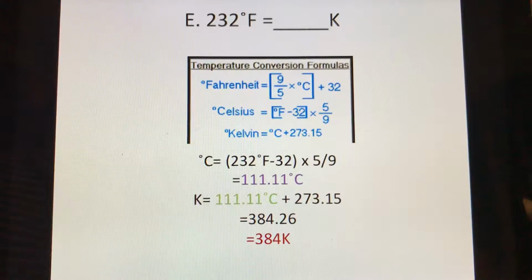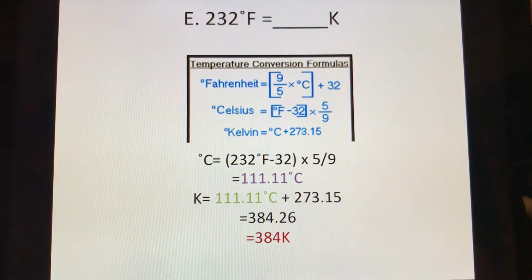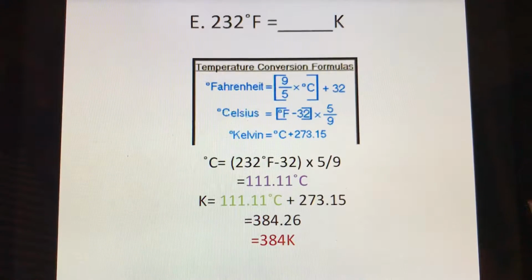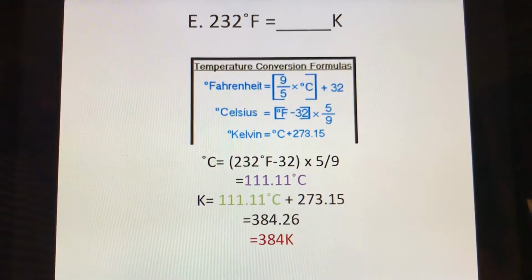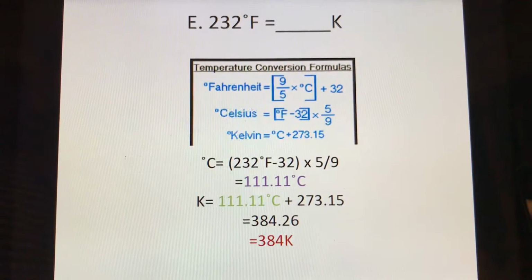We're going to plug that into the Kelvin equation. With that, Kelvin is equal to the number we got from the previous equation, so it's 111.11 degrees Celsius plus 273.15, which gives us 384.26, which gives us 384 kelvins.